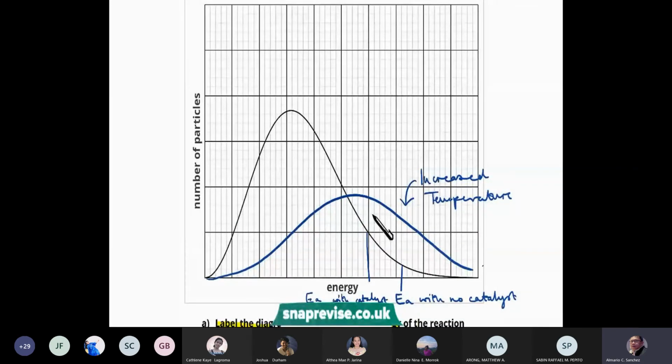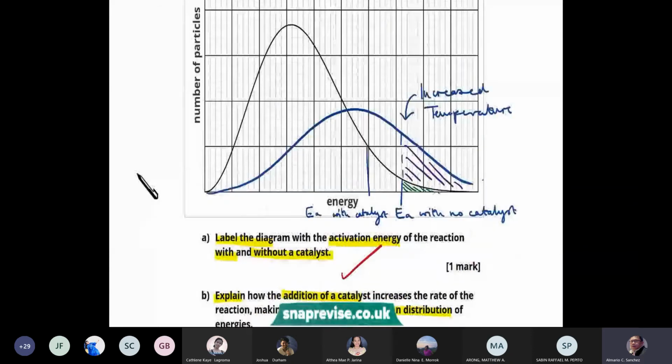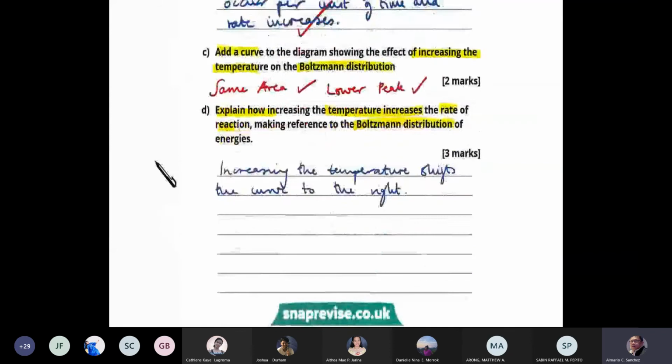We can see that with our lower temperature, this many particles have energy in excess of the activation energy. However, with our increased temperature, more particles have an energy in excess of the activation energy, even if there's no catalyst used. So just extending that line, we can see that this many particles have an energy in excess of that activation energy if we increase the temperature. So let's go ahead and explain that in our answer.